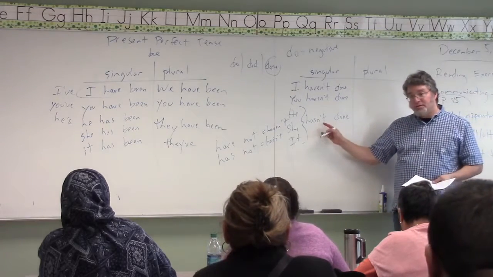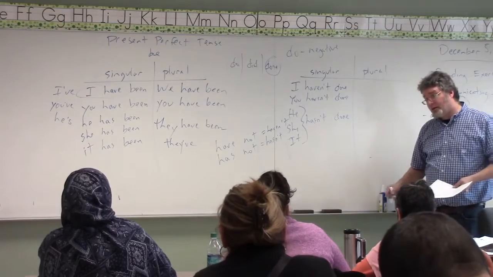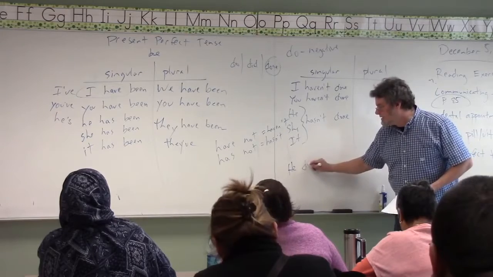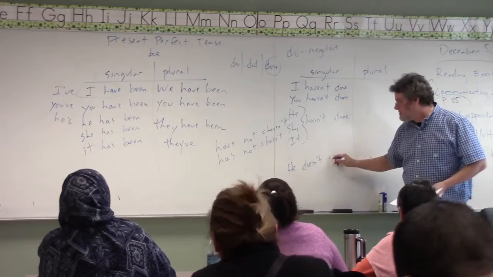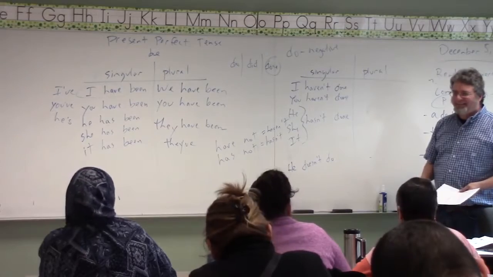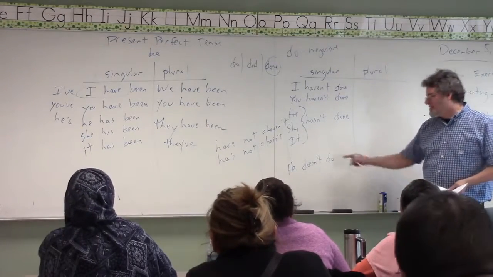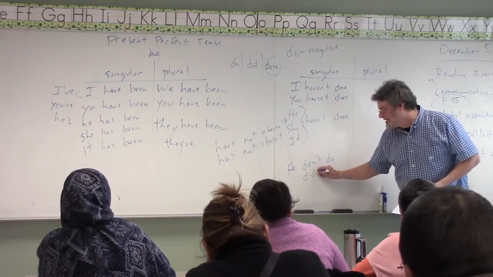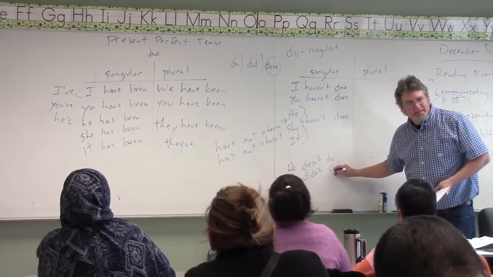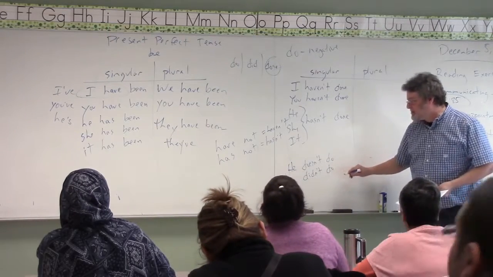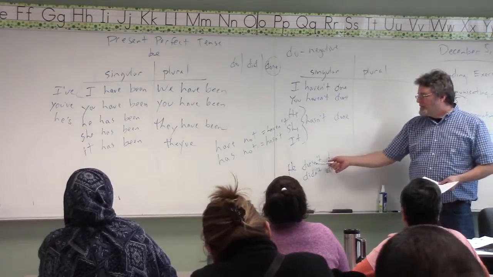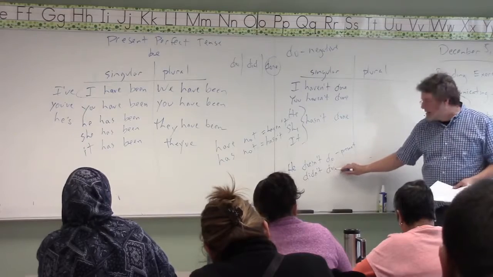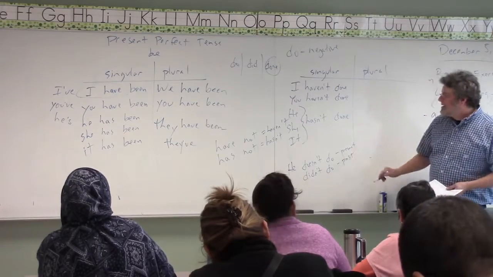Now, if I put this in the present tense negative, then you say doesn't, right? So if I say, for example, he doesn't do his laundry. If I put this negative, past tense, he didn't do his laundry. So doesn't do, this is present tense. Didn't do, this is the past tense.